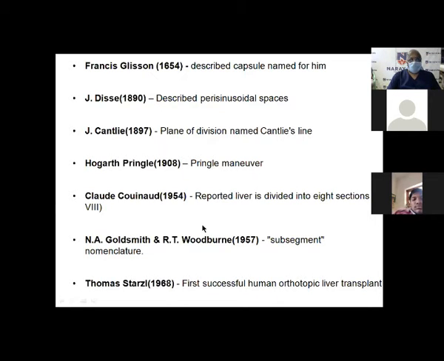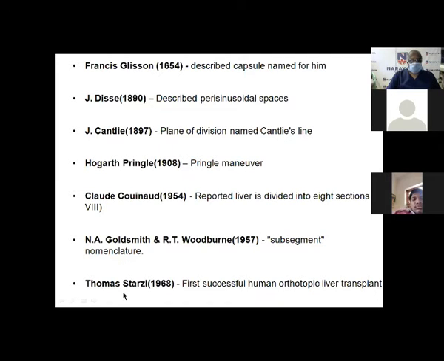vein are there. Couinaud subsequently divided the liver into 8 segments, each with an individual arterial supply, an individual portal venous supply, an individual biliary duct, and an individual venous drainage. And subsequently, Goldsmith made out the subsegment nomenclature.